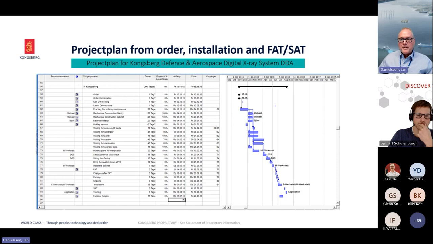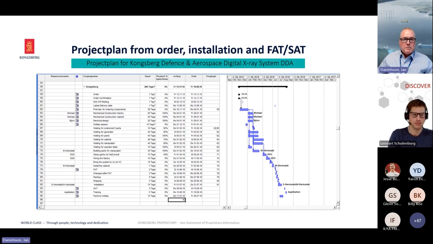And after that, I start to build the system in January and be finished in June 2016. And we have planned the FAT in middle of the June. Critical delivery date was the last date in June 2016. So immediately after FAT, the system was shipped to Kongsberg for installation.